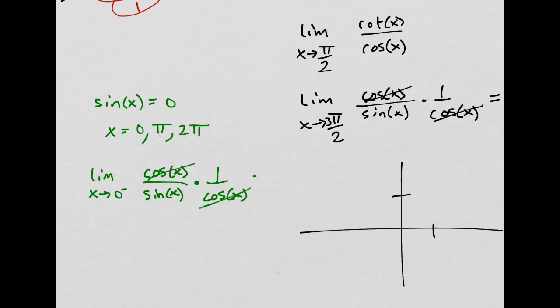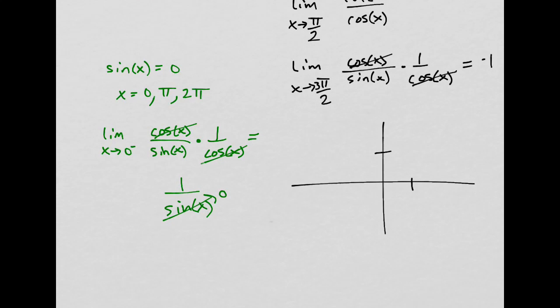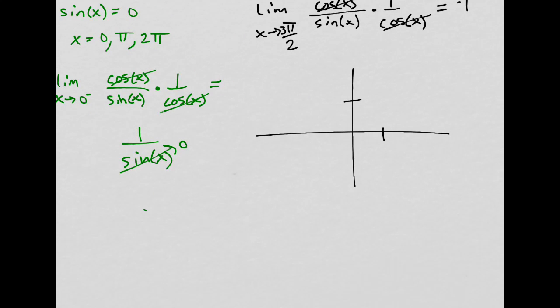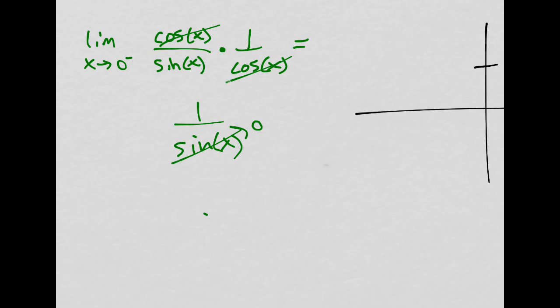So again, those cancel out, and sine of 0 is 0. So really, I'm getting 1 over sine of x, and this is going to 0. So that means the whole entire fraction is going to infinity. However, we know that if we approach 0 from the left side, sine will be negative. I just got done saying that. So this is approaching 0 from the negative side, which means the whole thing approaches negative infinity.